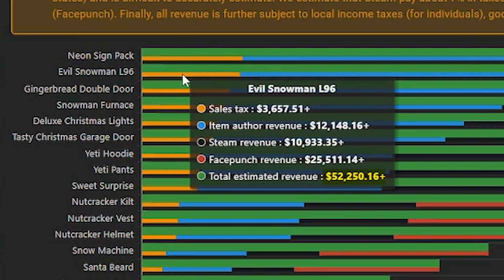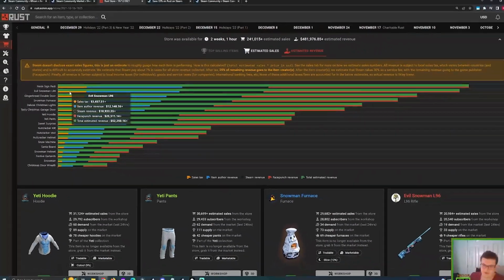So Face Puncher's cut was $25,000. The Steam cut was just shy of $11,000. The skin creator themselves got $12,000. And the sales tax was about $3,500. So the author only got $12,000 out of $52,000. But that's just how it is. That's what Face Punch does. So that gives you a nice estimate in terms of that.